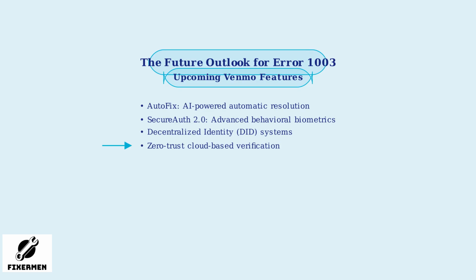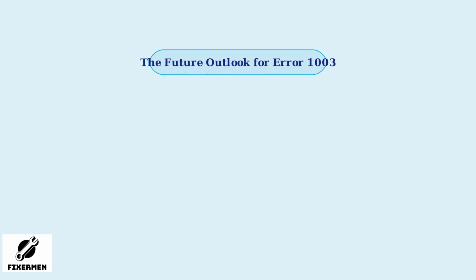The upcoming autofix feature will use artificial intelligence to automatically resolve common issues. SecureAuth 2.0 enhances login with behavioral biometrics like typing patterns. Decentralized identity systems and zero-trust models will further strengthen security while reducing manual interventions. To benefit from these advancements, users should regularly check for Venmo app updates and enable new authentication features as they become available. Staying informed about these developments will help minimize future encounters with error code 1003.